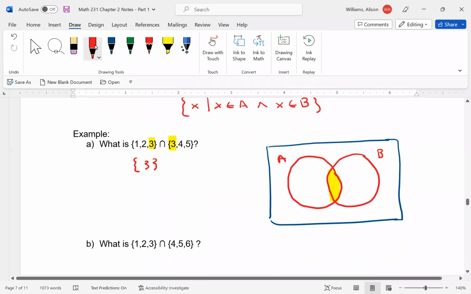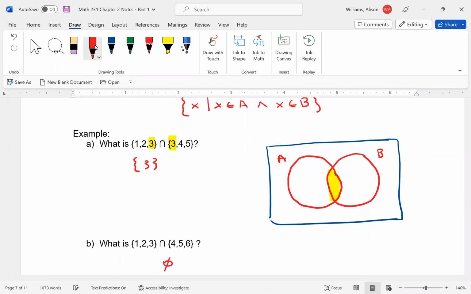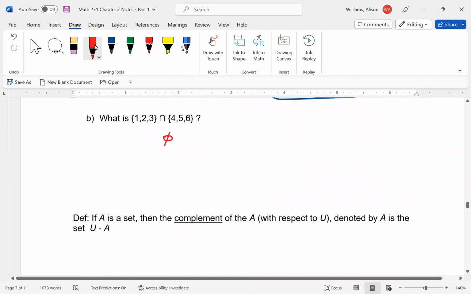What if they don't have anything in common? Like part B here, 1, 2, 3, and then 4, 5, 6, they have nothing in common. Well, in that case, it's the empty set. It's possible for them not to have anything in common.